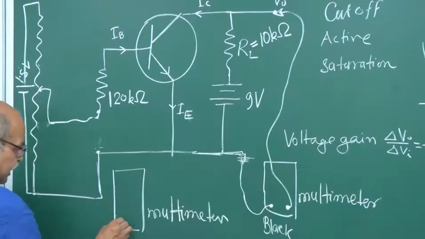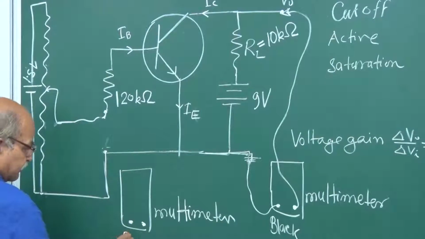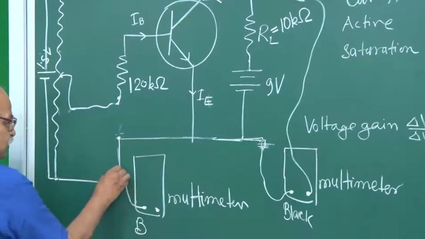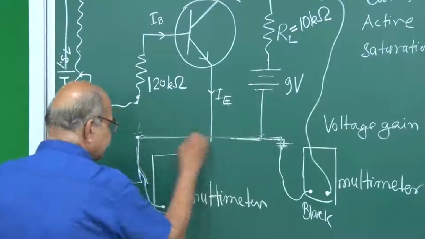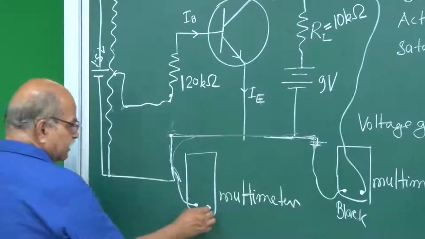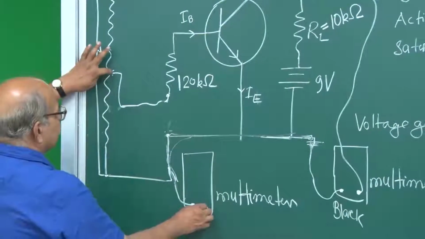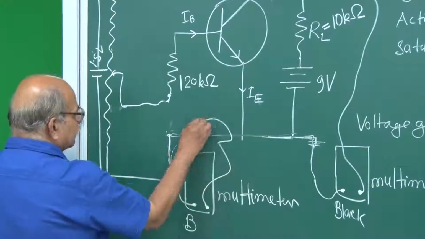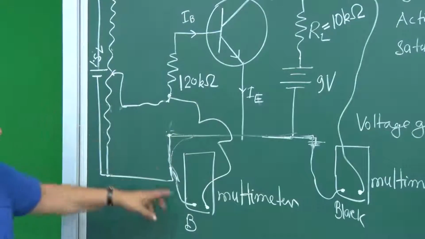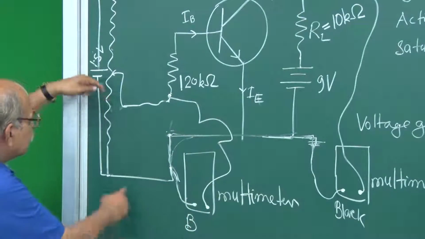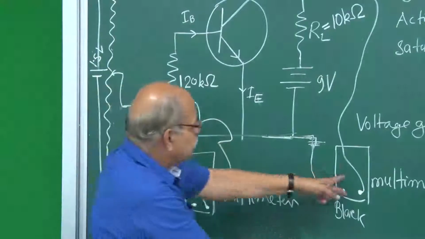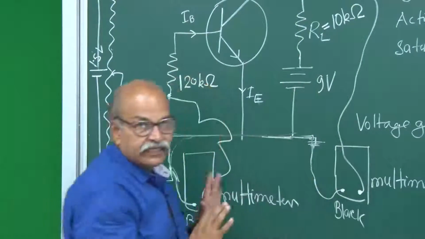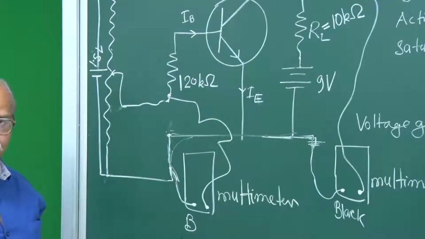And here also you have a black terminal and a red terminal. The black one will be connected to this 0 line, this 0 voltage line here somewhere, and this red one, which has to measure VI, should be connected to this point. Okay, so this is measuring this voltage, and this is measuring this voltage. So this is the circuit. Keep this in mind, and now we start the experiment.